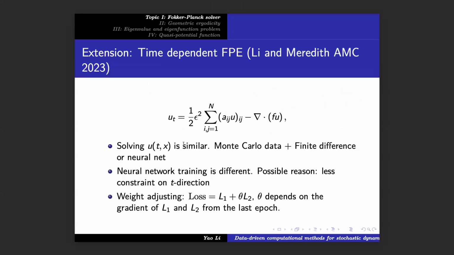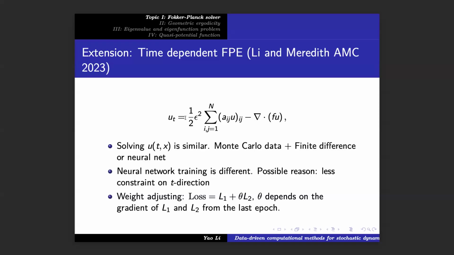And then the third extension is that, I have one student who is currently at Boston University, by the way, we take a look at the time-dependent one, and it turns out that it's not a simple extension. Why? Because when you have this u_t term, then you have less constraint on the t direction. So the neural network training is a lot different. So here alternating Adam does not work that well. It still converges, but not as fast as before. And then we developed a new way to balance these different losses.